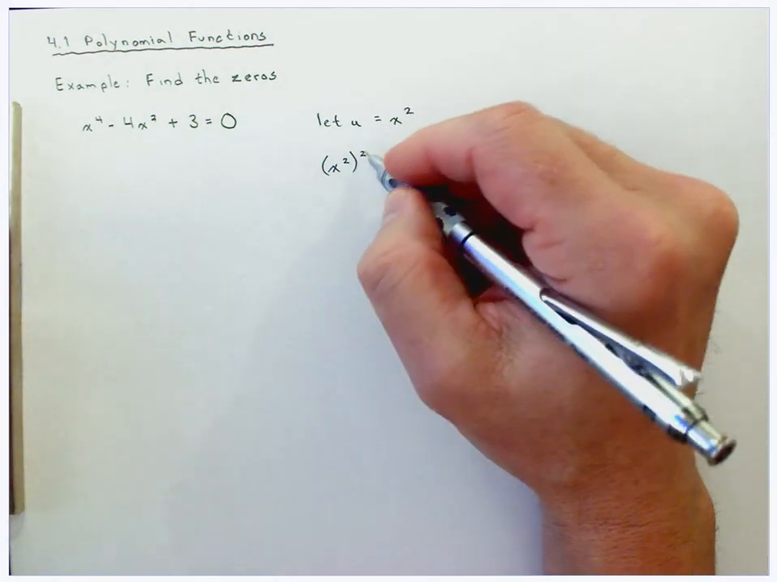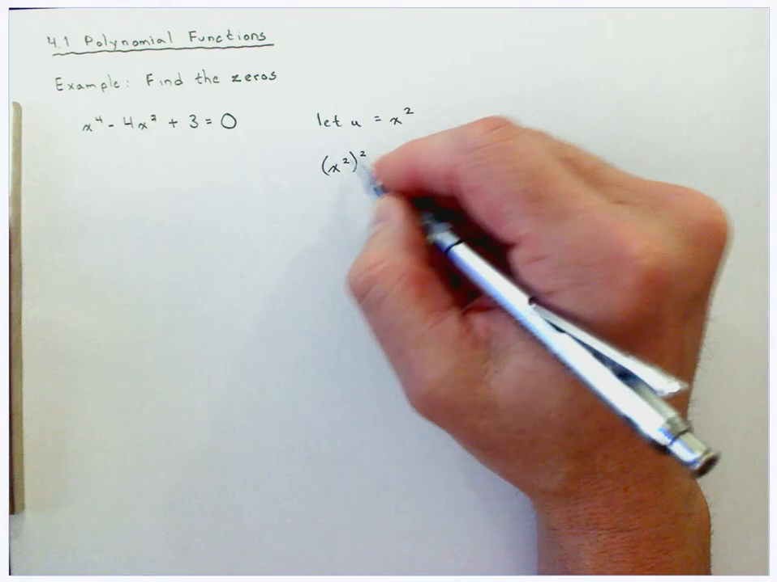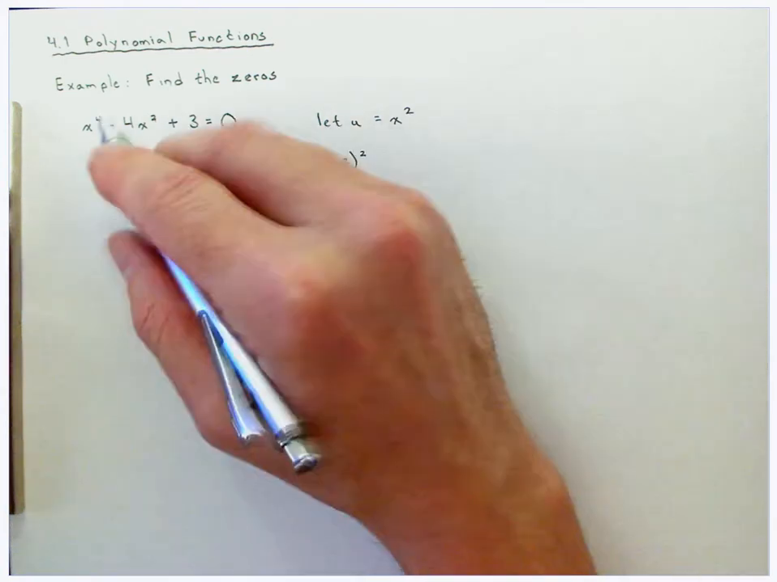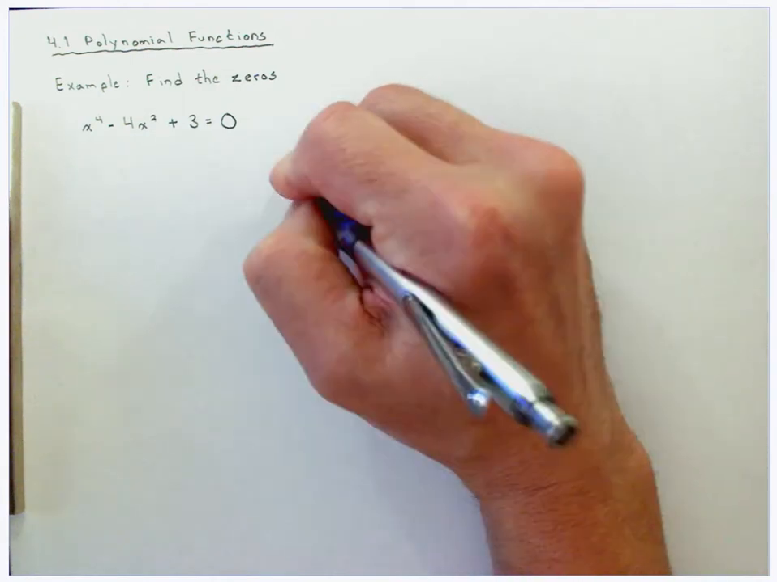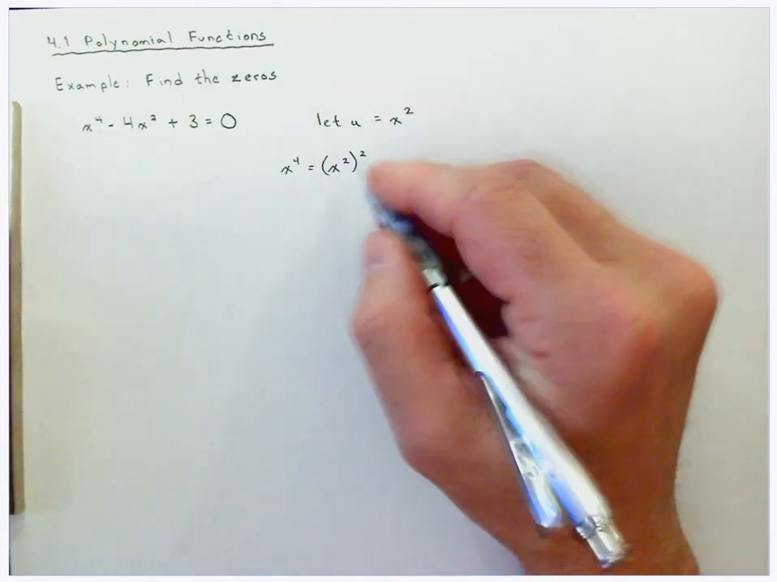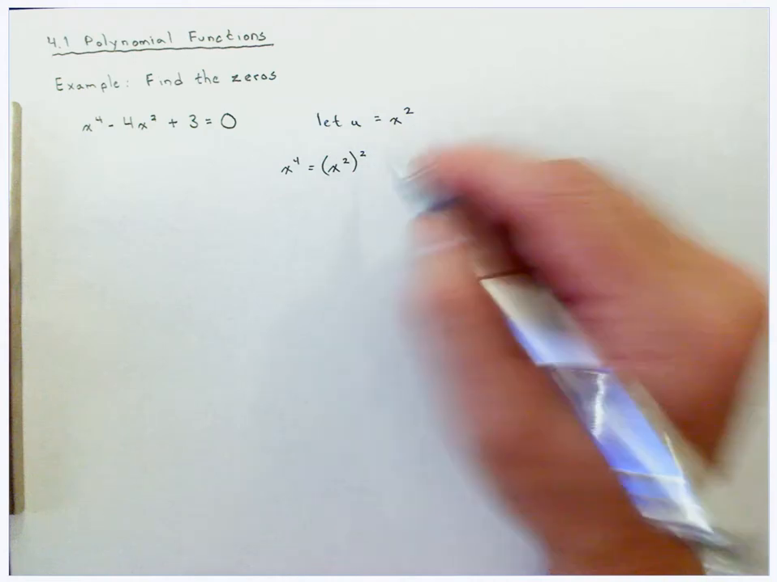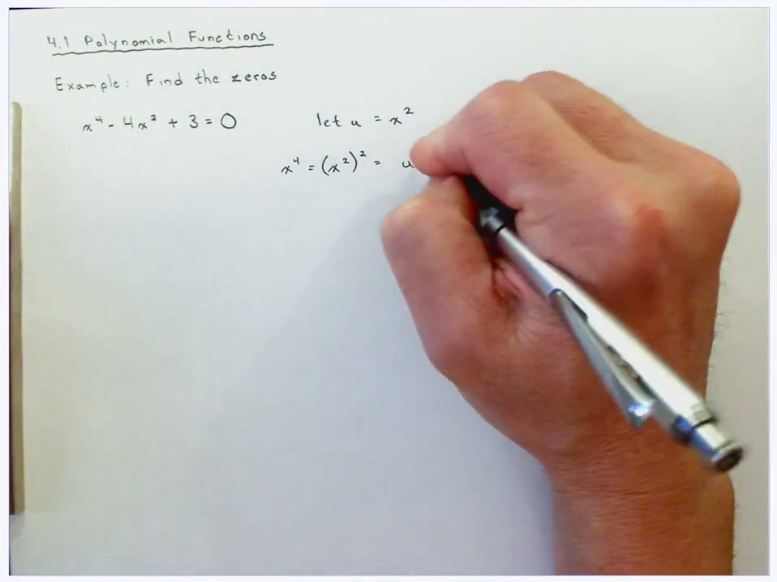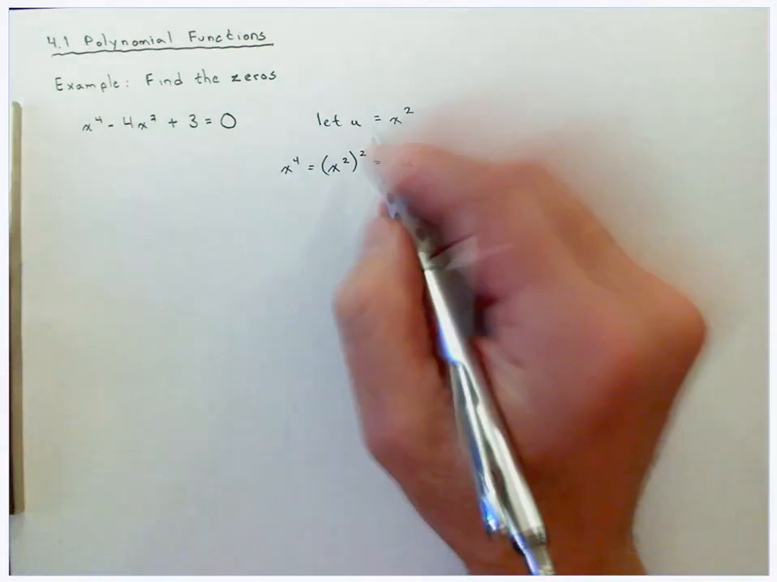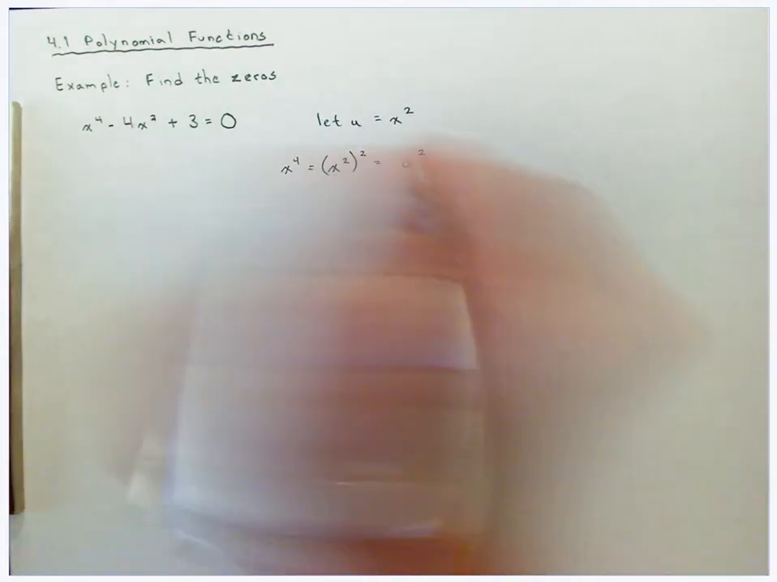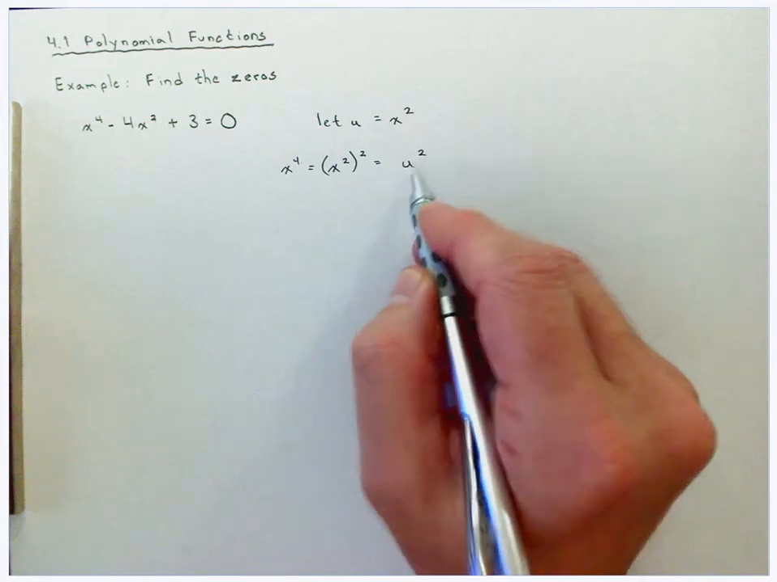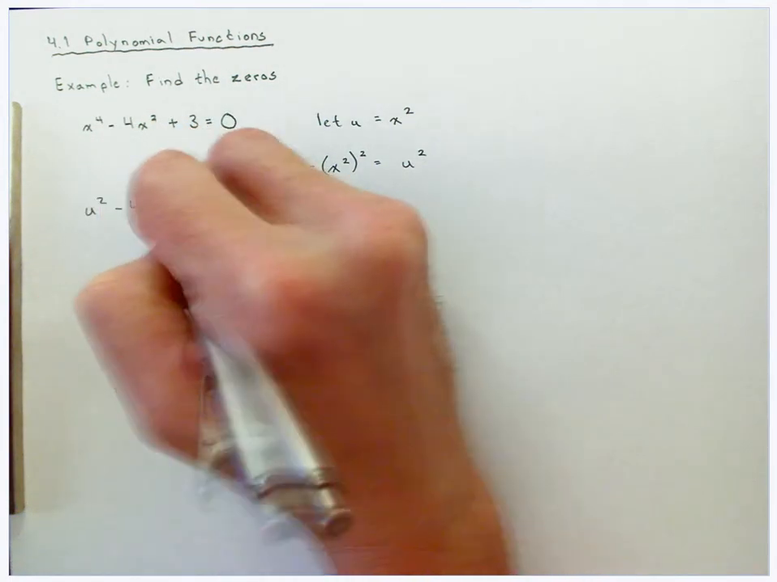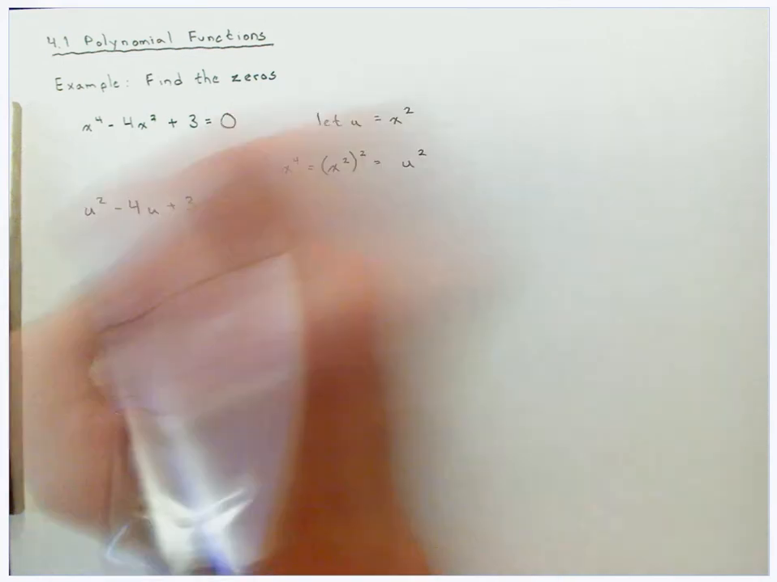Whenever you take an exponent to an exponent, you multiply them together. Hopefully y'all remember that. So what this actually is, x to the fourth can be rewritten as x squared to the second, which simply equals u squared. So I've already said let u equal x squared, and I know what x to the fourth equals is u squared. So u squared minus 4u plus 3 equals 0.